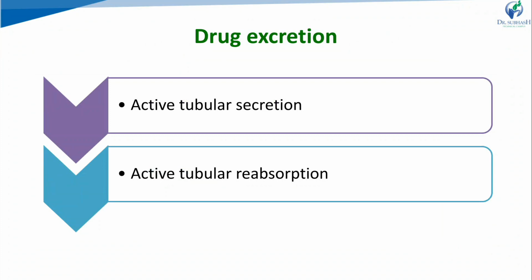For active tubular reabsorption, which is the reabsorption of vital vitamins, glucose and water soluble contents, after saturation of the carrier system there is an increase in the renal clearance. So in the first case, secretion, there is a decrease in renal clearance, and for active tubular reabsorption, saturation of that carrier system increases the renal clearance.